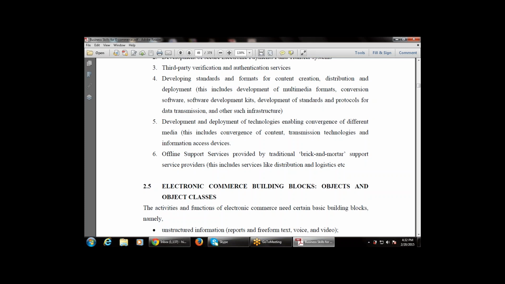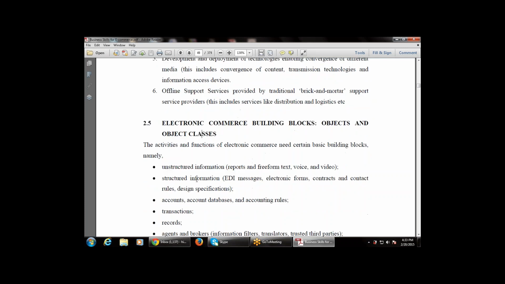This says the activities and functions of e-commerce need certain basic building blocks. Whenever we do e-commerce, or take the functions, actions or activities of e-commerce, we use certain basic building blocks. What are the building blocks? The first building block is unstructured information, that is reports, free-form text, voice, video. These are the various kinds of unstructured information that are available in e-commerce.